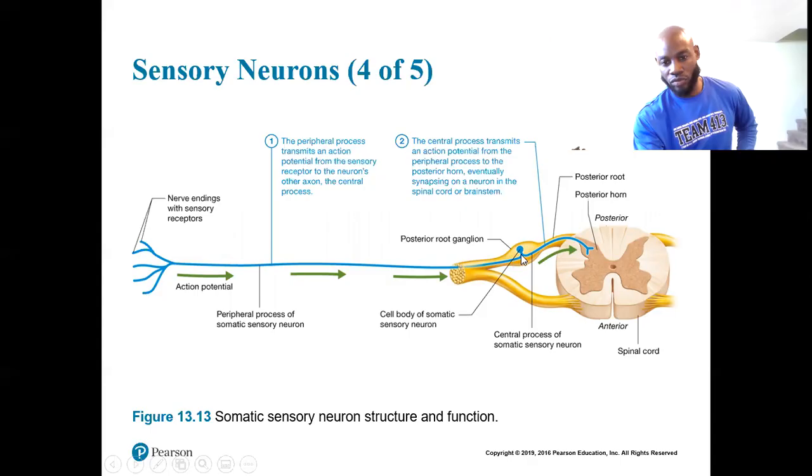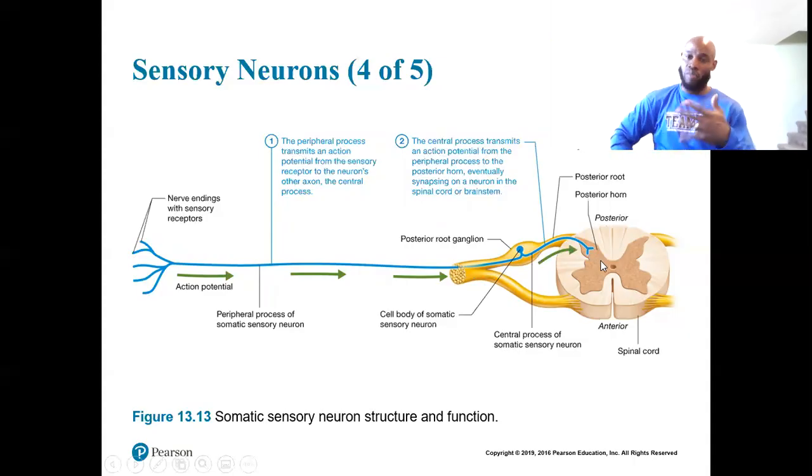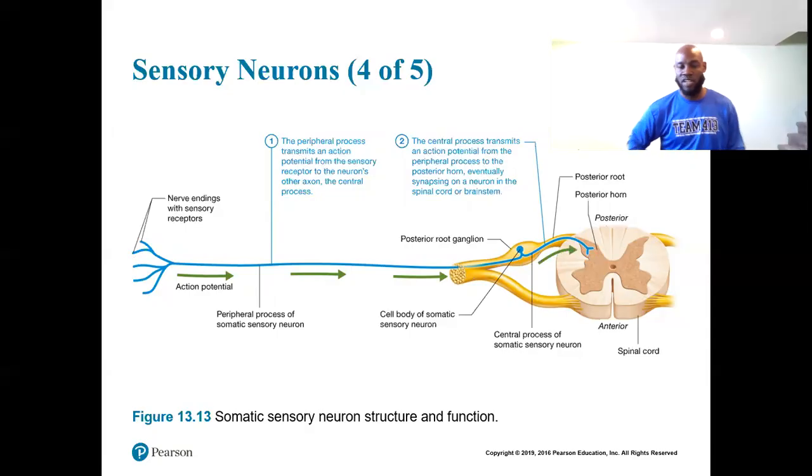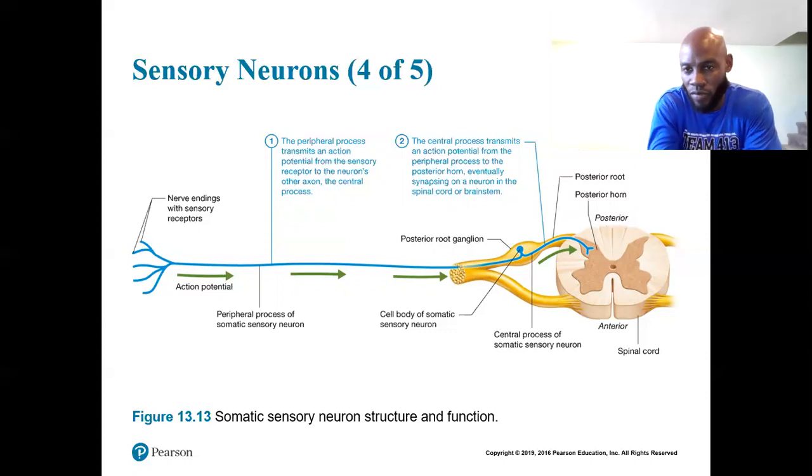The signal is detected here, and the action potential goes along. Instead of going into the cell body, it goes near the cell body, and then the action potential just continues right along into the spinal cord or the brainstem, and that's how it'll go into the brain, depending on where this sensory neuron is located.